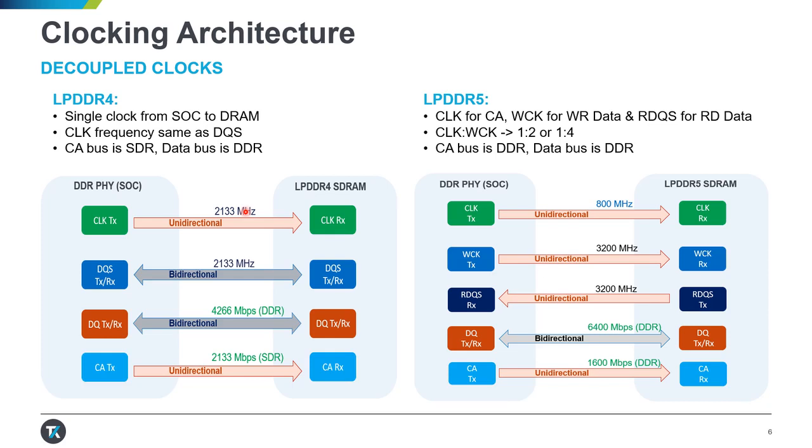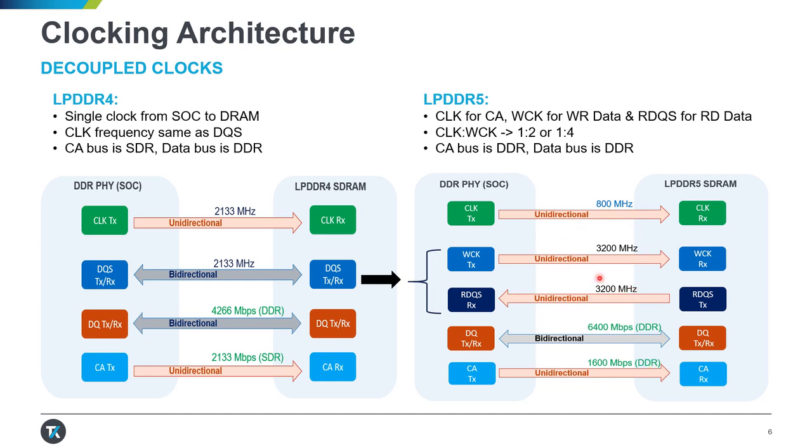Now let's take a look at LPDDR5. Now clock is the same. It's flowing in one direction from SoC to LP5 DRAM. But notice that your DQS is broken down into two separate clocks. We have a WCK write clock and our RDQS, which is read data strobe. They are both unidirectional. Data is again bidirectional, same as LP4, and so is CA. But the important change here is CA bus is DDR, it's not SDR.